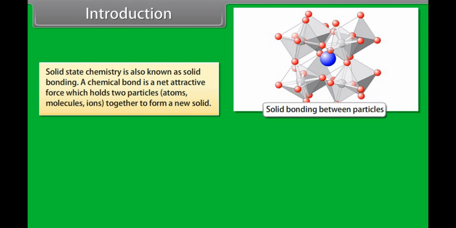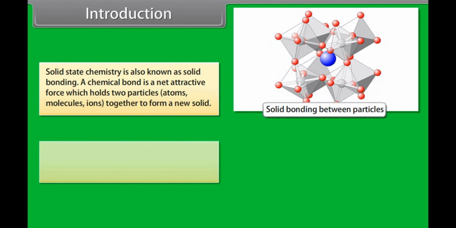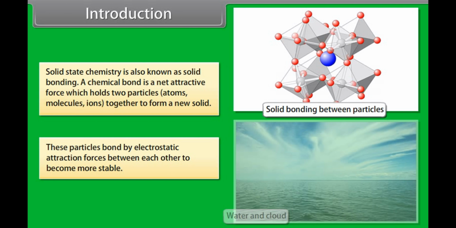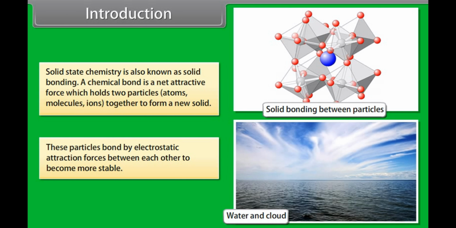Solid-state chemistry is also known as solid bonding. A chemical bond is a net attractive force which holds two particles, atoms, molecules, or ions together to form a new solid. These particles bond by electrostatic attraction forces between each other to become more stable. Think about it. If you're not solid, you will be nothing, not even water or cloud. Thanks to solid bonding.